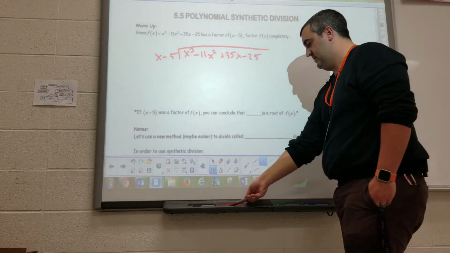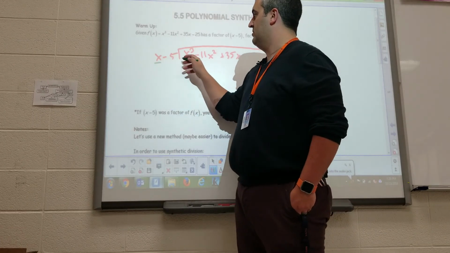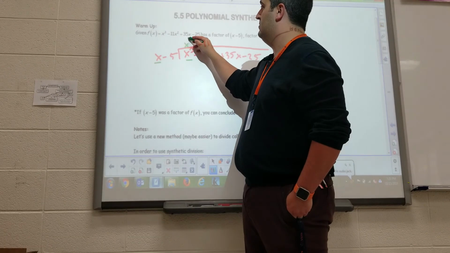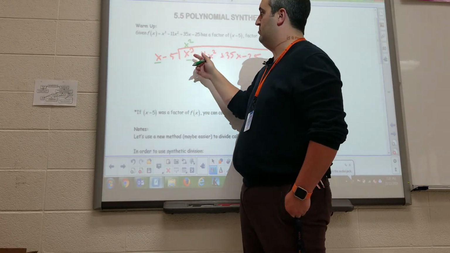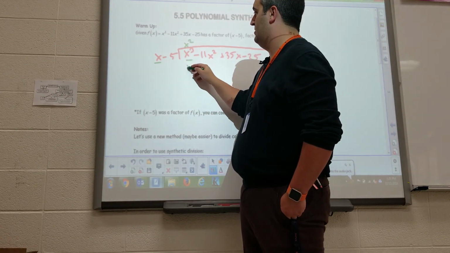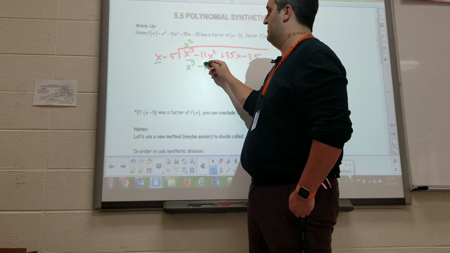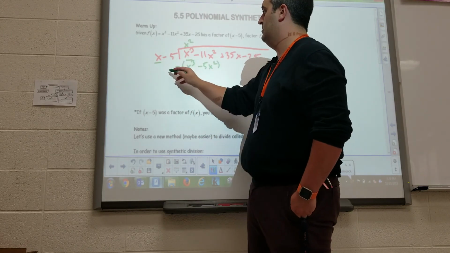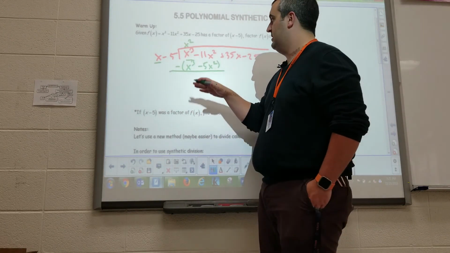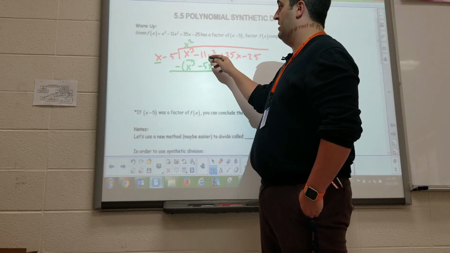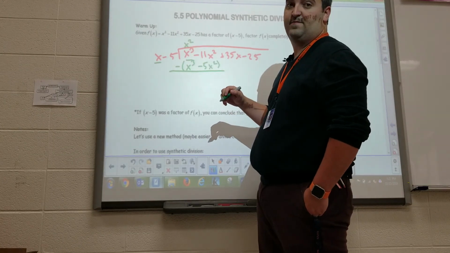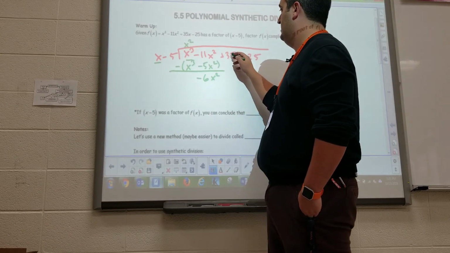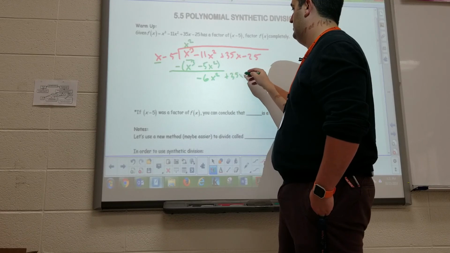Alright, and we start with the leading terms. So to go from x to x cubed, you're going to do x squared. Multiply that to both terms, so that'll be x cubed, that'll be minus 5x squared, and then we subtract. So this is all just review from yesterday. So negative 11x squared minus negative 5x squared is going to be negative 6x squared. And then we bring everything else down.